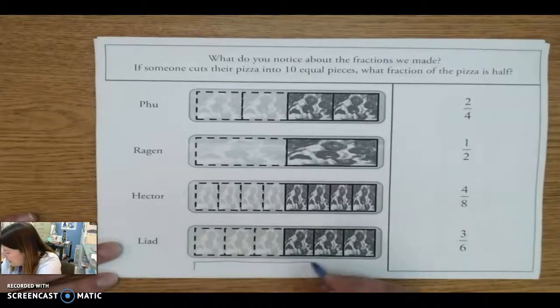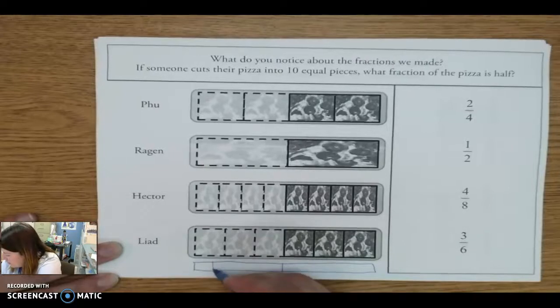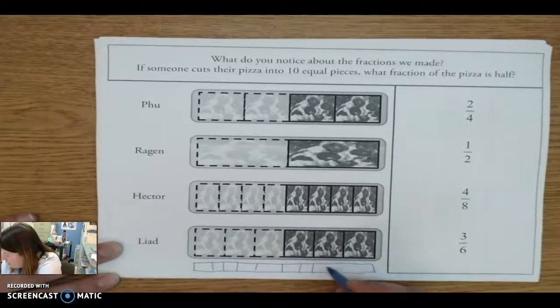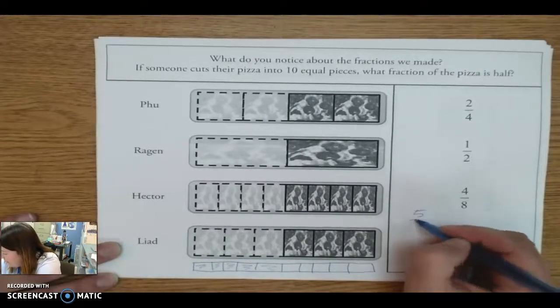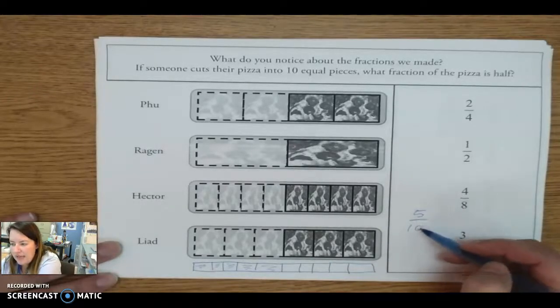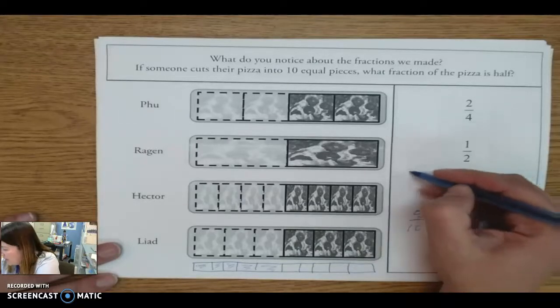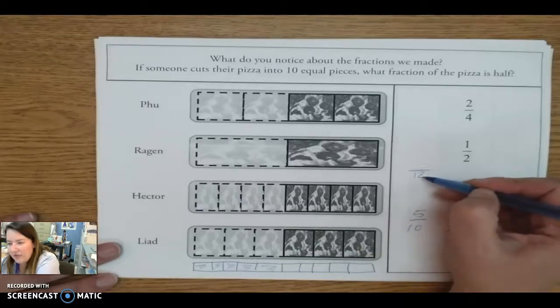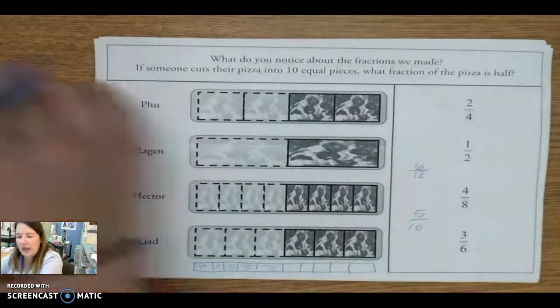So they said if someone cuts their pizza into 10 equal pieces, what fraction would be half? So if I would go down here and do 10 equal pieces, okay, what fraction is half? 1, 2, 3, 4, 5, right? 5 tenths, but also, right, what's half of 10? 5. What's 5 doubled? 10. So you should be able to figure out what a half is based off of what's half of the denominator. So even if I had, okay, 12ths, what would be a half? Well, what's half of 12? 6. So 6/12 would be a half.